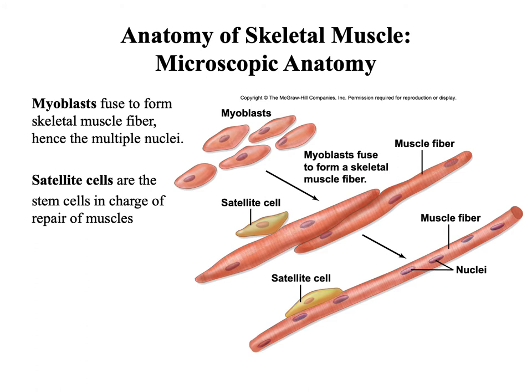What's a satellite cell? Okay, so I'm telling you that skeletal muscle cannot go through mitosis. But maybe you have torn some of your muscle. Hopefully not completely. That's bad when you completely tear a muscle. But you get some little micro tears in them. We have a cell called a satellite cell. He's a type of stem cell that can help repair muscles.